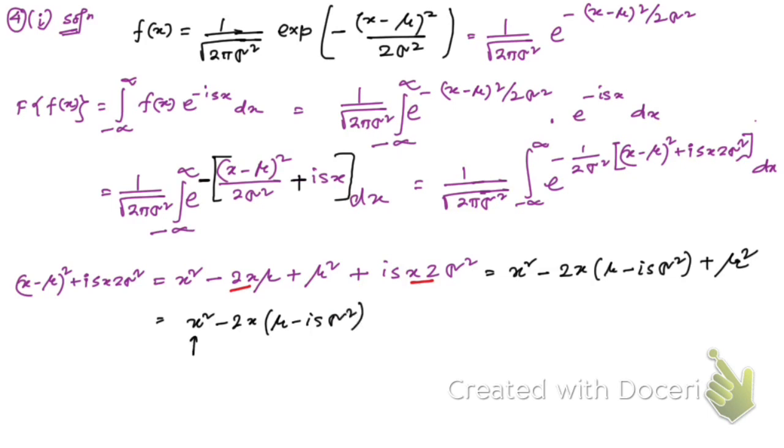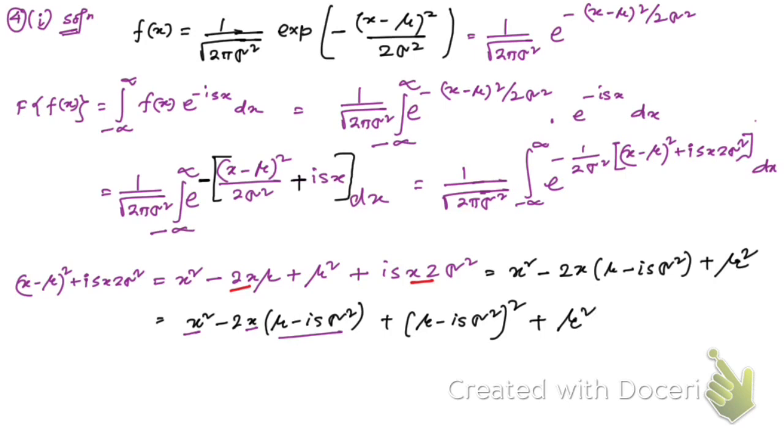considering this one as a square minus twice a, considering this part as b, then let us write b square, that means the square of this term. So what we have done here, we have assumed that this is a square, this is a, this is b, so we should have b square. That means here b square is mu minus iσ² whole square, that's what we should have. Then plus, let me write this mu square.